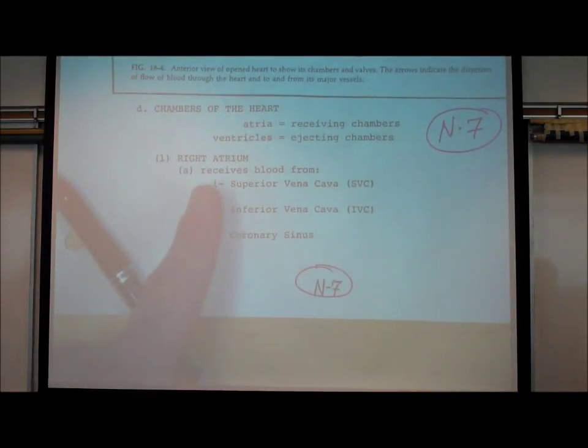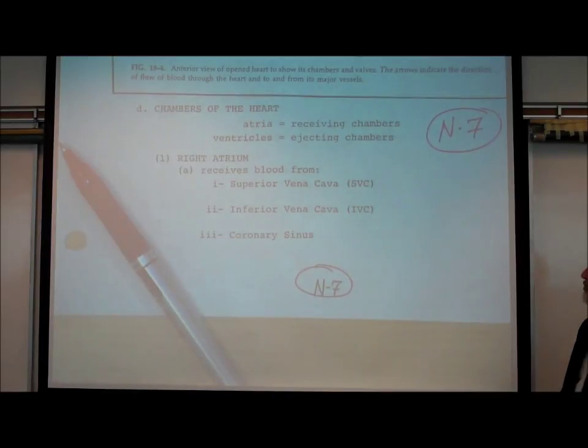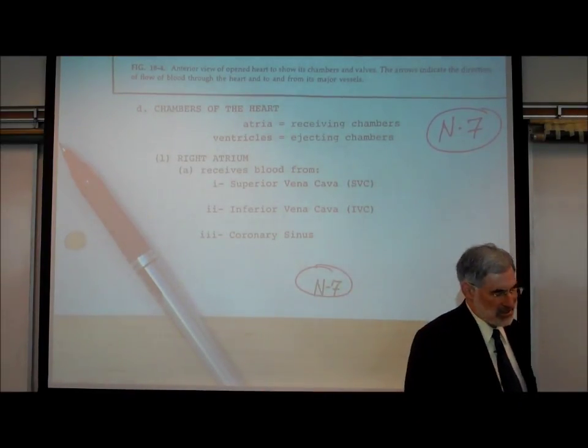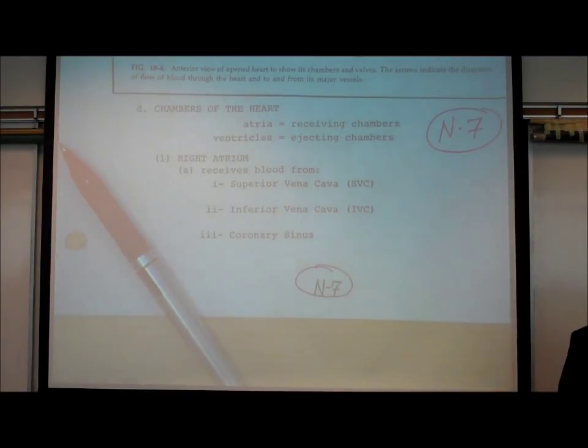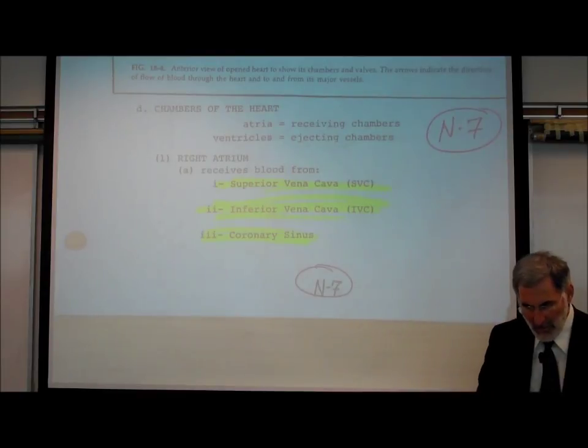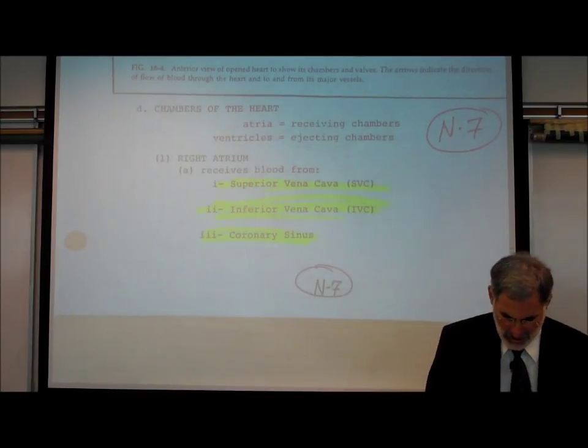Now, the right atrium, we wrote, receives blood from actually 3 veins. There are 3 veins that bring blood low in oxygen into the right atrium. 2 of them we've already talked about multiple times, the superior vena cava and inferior vena cava. There's a 3rd vein that also brings blood low in oxygen into the right atrium, and that's the coronary sinus. Let's look at a picture to see that.